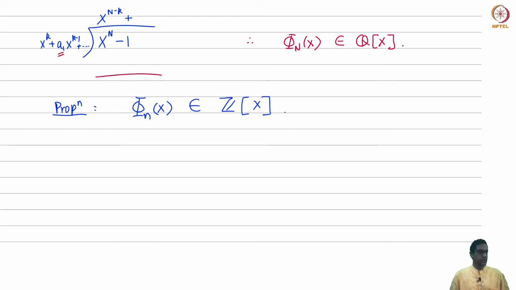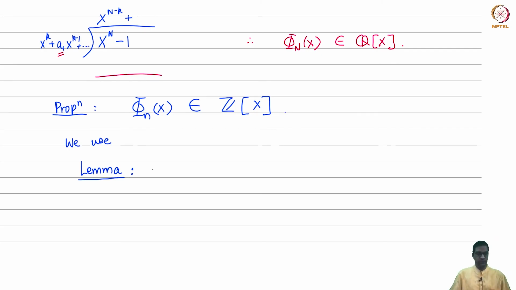Okay, not just rationals. In fact, their coefficients are integers. So to prove this, you had seen something along these lines in the earlier lecture on Gauss's lemma and so on. To prove this, we use a corollary of Gauss's lemma. Let me state this as a lemma because it will be used repeatedly in this whole analysis of cyclotomic polynomials and so on.